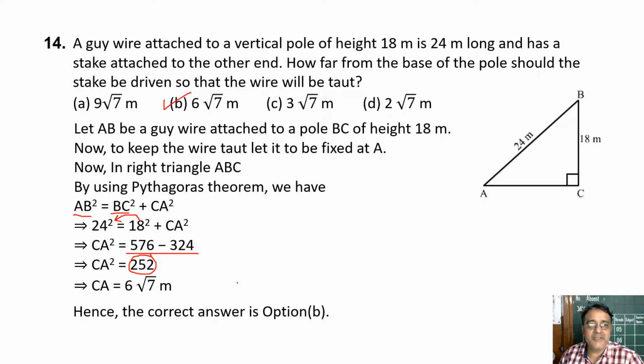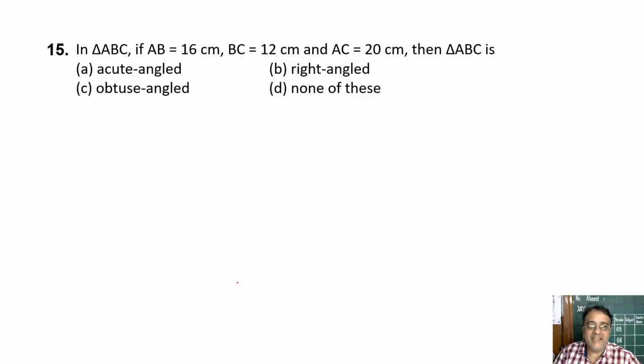Now we are moving toward question number 15. In triangle ABC, if AB is equals to 16 centimeter, BC is equals to 12 centimeter and AC is equals to 20 centimeter, then triangle ABC is acute angle, obtuse angle, right angle, none of this.